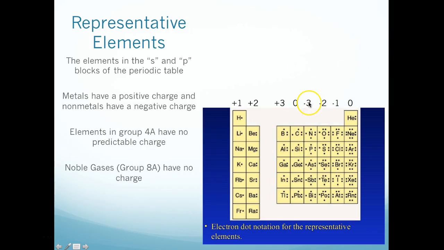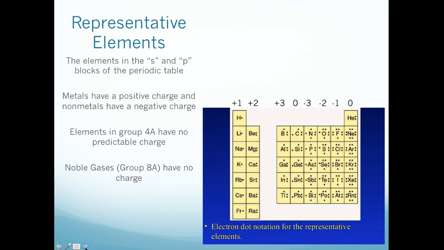If we move over to column 5A, that's where our nonmetals start, and these elements are going to have a -3 charge. And then moving over to column 6A, we have a -2 charge. Group 7A has a -1 charge. Group 8A are the noble gases. They have no charge. Recall that elements want to have a full valence shell, meaning they want to have 8 electrons in their outer energy level. Noble gases do that, so they don't tend to gain or lose electrons, which is why they have no charge at all.